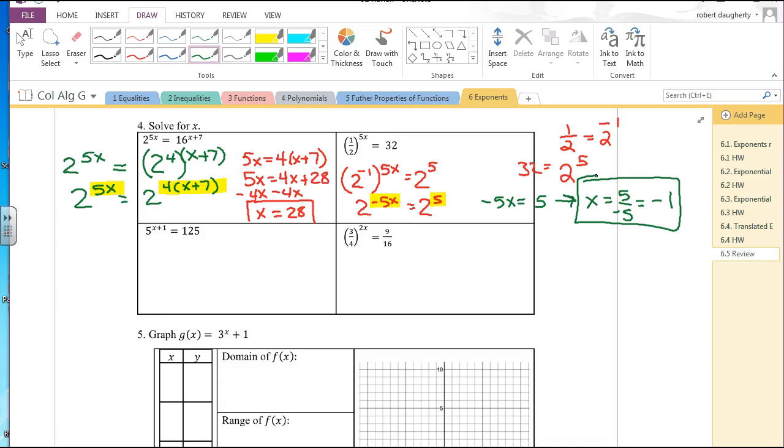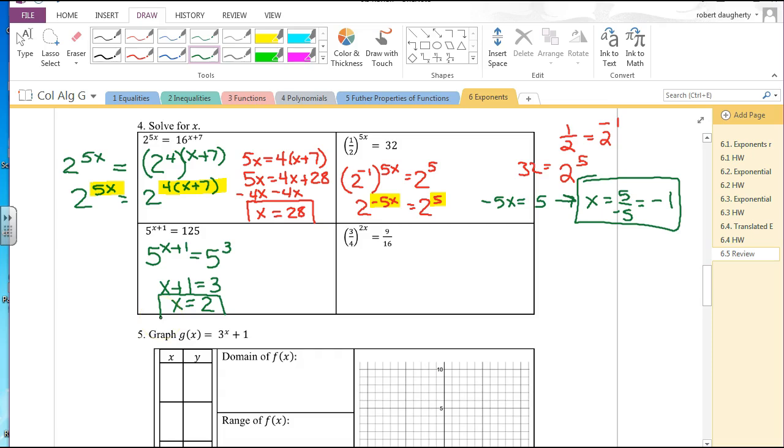5^(x+1) = 125. So this one, on the left, you've got 5 to the x plus 1. 125 is 5 cubed. So I know that x plus 1 equals 3. So x is equal to 2.